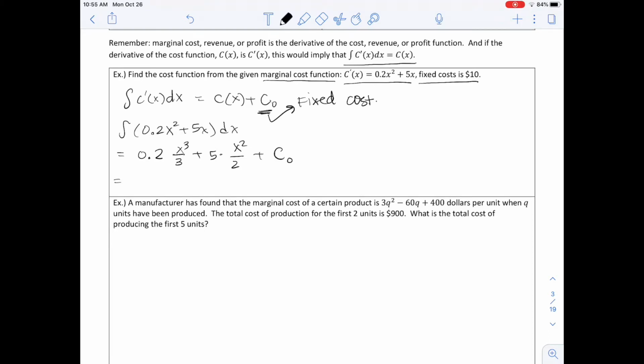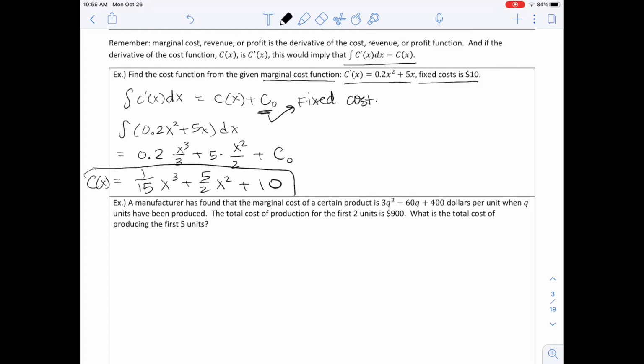I'm going to go ahead and simplify this. 0.2 divided by 3 on your calculator, you can leave it as a decimal, or you can rewrite it as a fraction, which would be 1 over 15. x cubed plus 5 over 2, x squared plus c naught, which is 10, and this is going to give us our original cost function, so I'm going to call that C of x.